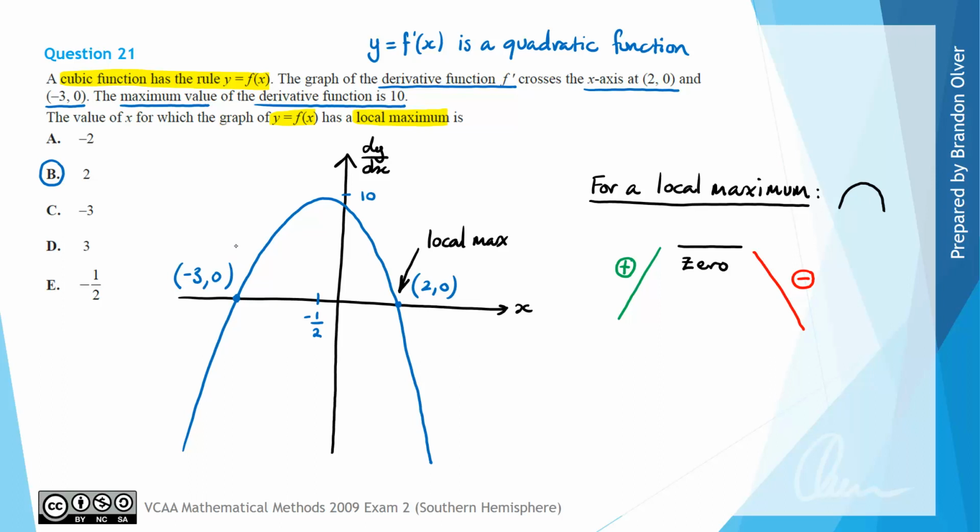And just so you know, this point here would be a local minimum, because it would have negative, 0, and then positive gradients of the tangents along those points. So that bit there on the derivative graph characterizes a local minimum.